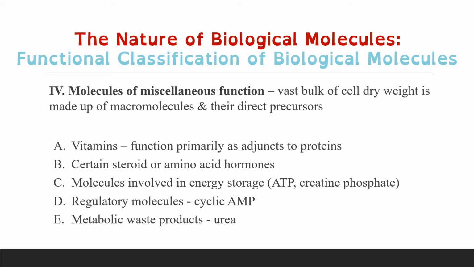Next would be the molecules of miscellaneous function. So these are the vast bulk of cell dry weight, which is made up of macromolecules and their direct precursors. So the molecules of miscellaneous function include such substances as vitamins that function primarily as adjuncts to proteins. You also have certain steroids or amino acid hormones. There are also molecules involved in energy storage like your ATP, or adenosine triphosphate, and creatine phosphate. They are also involved in regulatory processes such as your cyclic AMP, and metabolic waste products such as your urea.